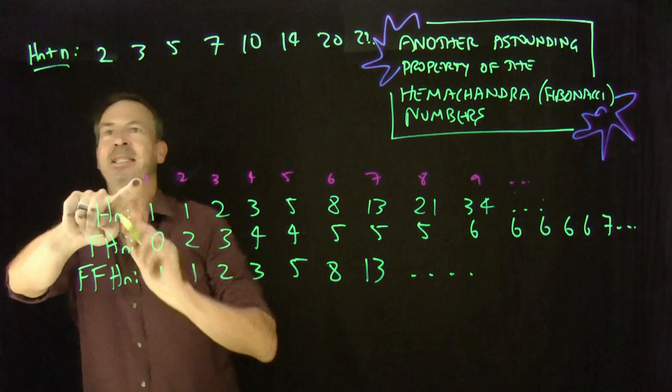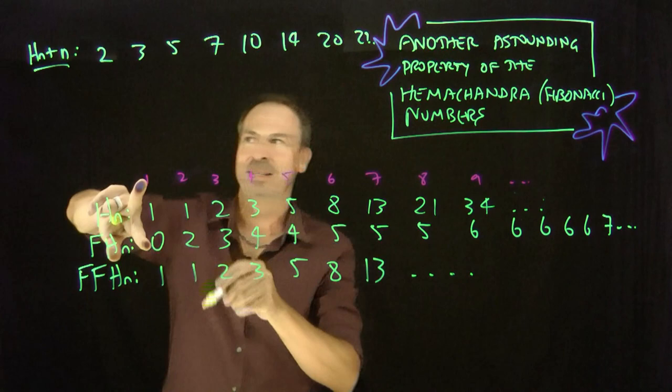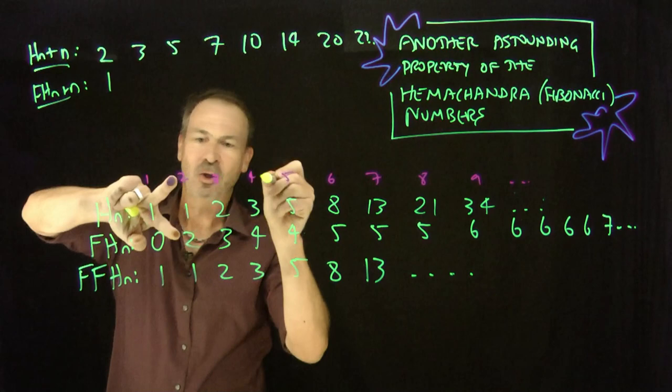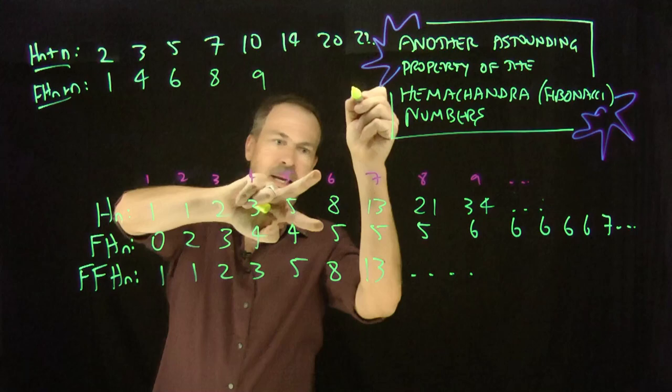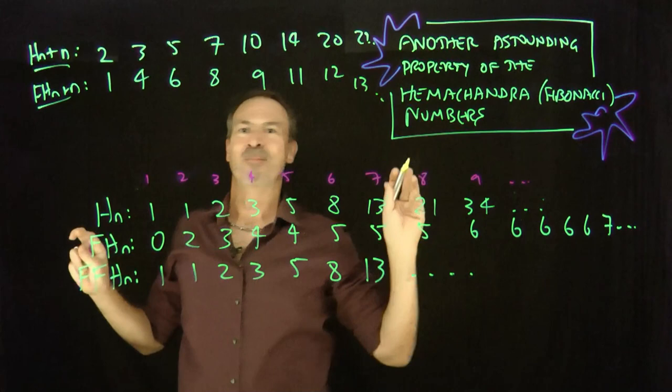But let's do the same thing with its frequency sequence. Its position number plus the terms of the frequency sequence. What do I get? 1 plus 0 is 1. 2 plus 2 is 4. 3 plus 3 is 6. 8. 9. 11. 12. 13. And I'm running out of room. We'll stop there. Great. But then look at what we've got.